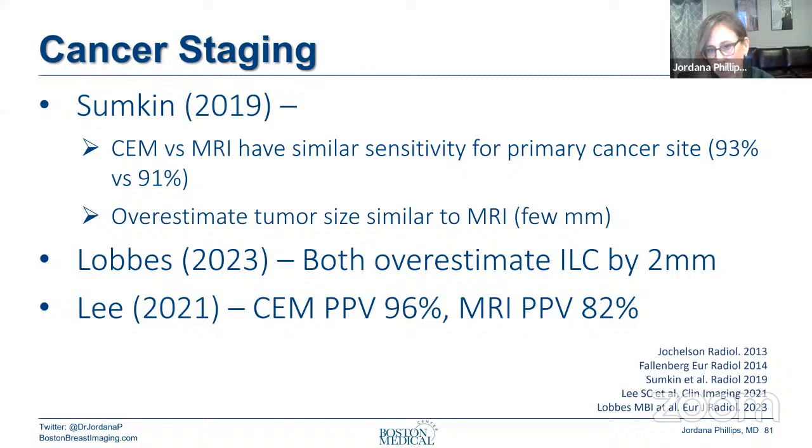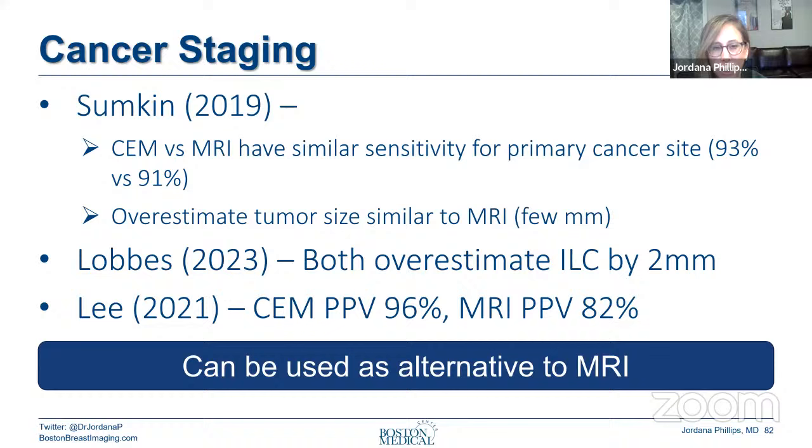And this likely is because, again, it's a 2D, it's a planar projection. So if it becomes obvious enough for us to see it, then we should act on it to a greater extent than with MRI. And that's mainly what I have to say about that. So in general, though, the take-home point is that contrast-enhanced mammography can be used as an alternative to MRI. The data is there, and this is what you should remember.